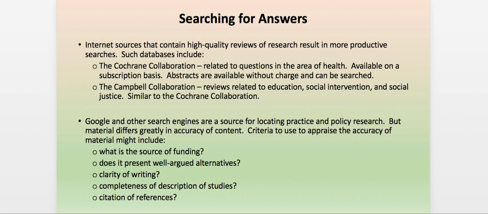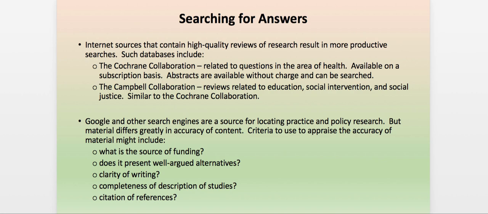There are sources that contain high quality reviews of research, and using them really is going to give you the most productive searches. And she talks about the Cochrane collaboration and the Campbell collaboration as two examples of this. They're both available on the internet, and the Cochrane, she says, is available on a subscription basis, and I haven't really looked at the Cochrane collaboration, but let me see if this works.